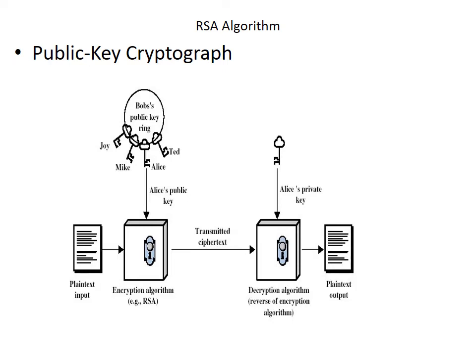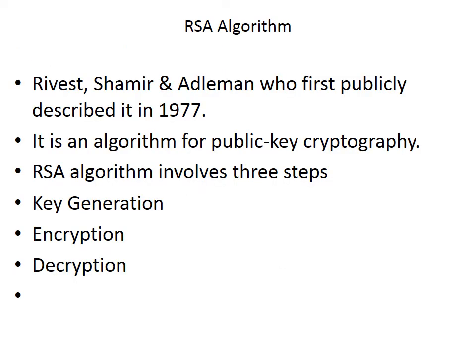So here in this diagram you can see Bob having a public key which he is sharing with Joy, Malik, Alice and Ted, but Alice is having both the public and the private key. So this is a plain text, using the encryption algorithm RSA it is converted into the ciphertext. This transmitted ciphertext is received by Alice, and with the help of the private key she can convert it back to the plain text. As I have told, Rivest, Shamir and Adleman first publicly described this in 1977.